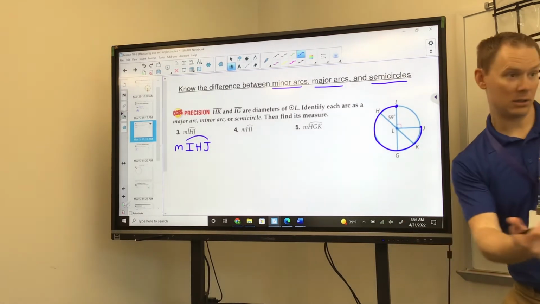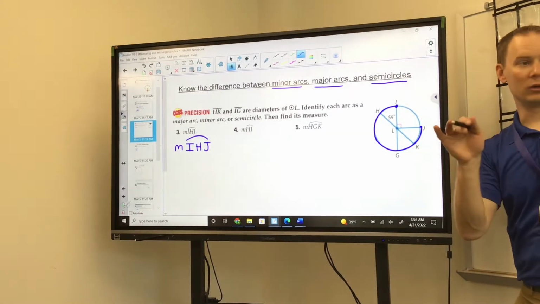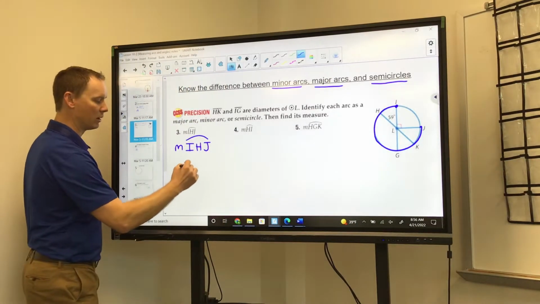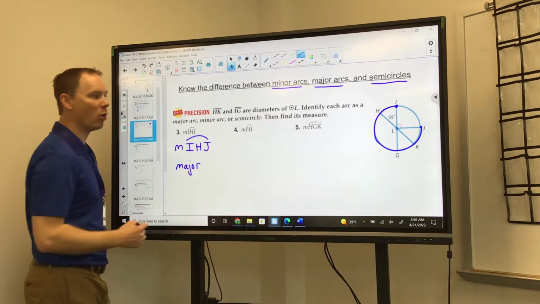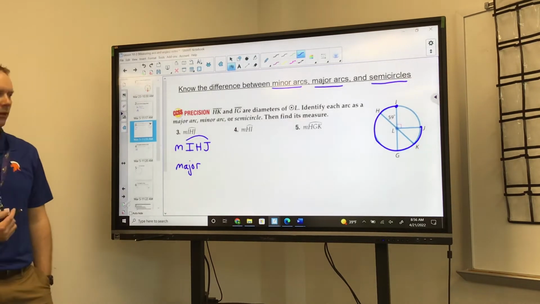Major arcs. So that arc looks like that. Again, an arc is just part of a circle. And obviously in this case, this is a major arc, because it's more than halfway around the circle. Hopefully that's, again, pretty straightforward.